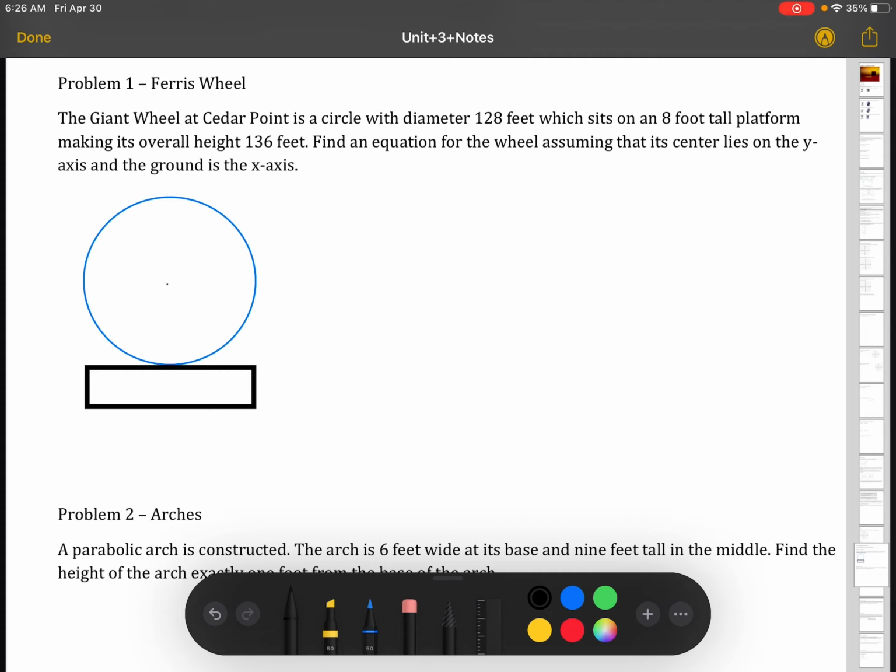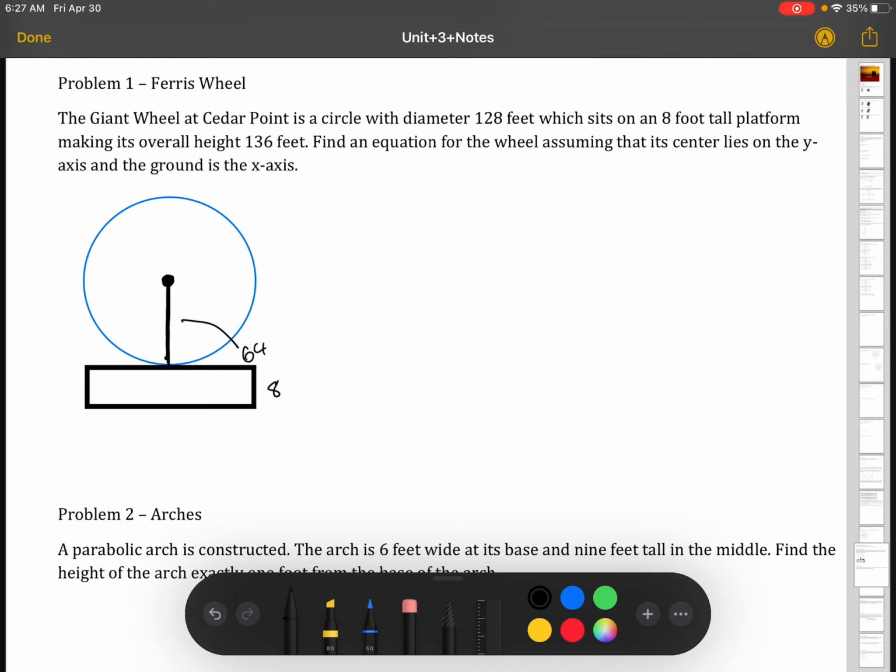So we have a diameter, and a radius here. We know the radius should be half of the diameter, so our radius should be 64. And then we have 8 on top of that.